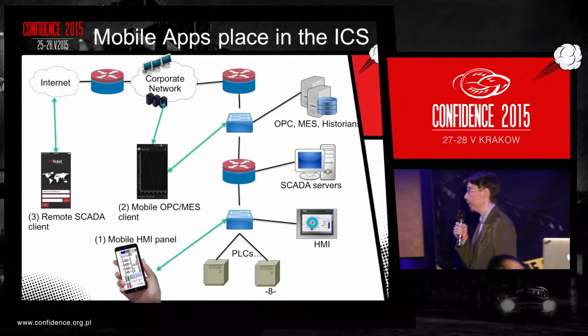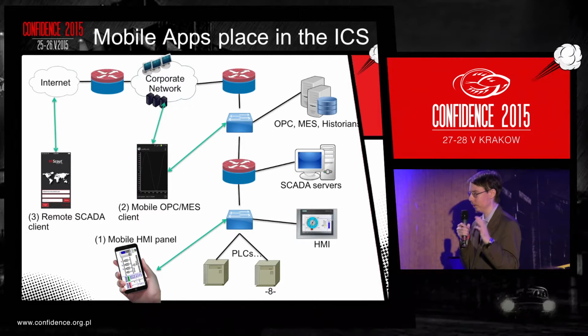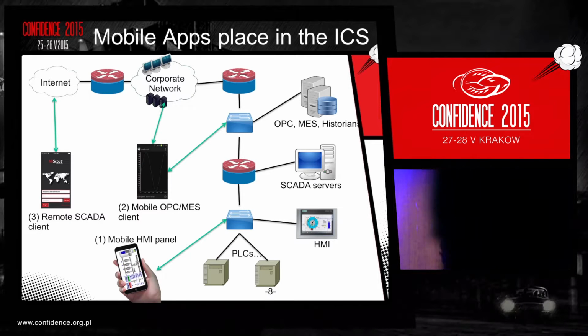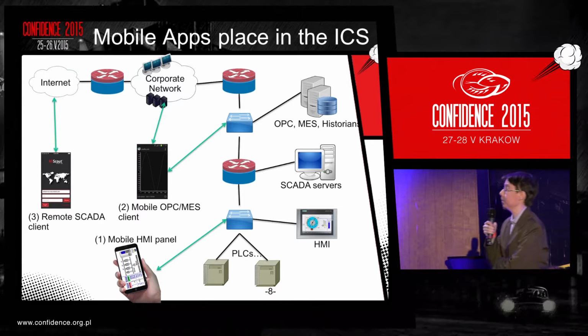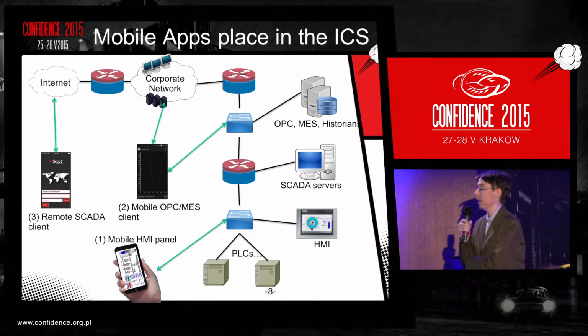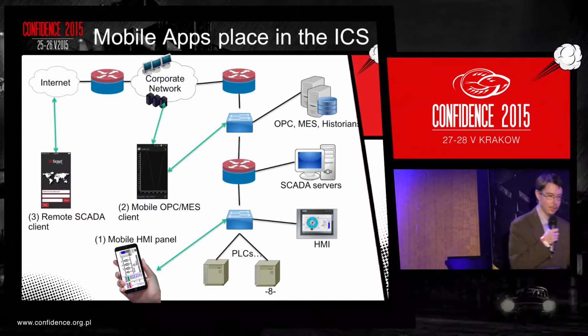So I hope now you are a bit familiar with ICS, and let's look at the typical place of mobile apps in this infrastructure. We divide mobile applications into 3 groups. It's mobile HMI panels that reside on the lower and middle layers of the ICS, mobile MES clients that connect to the MES, historian and OPC servers, and remote SCADA clients that connect to SCADA from remote endpoints from the corporate network or through the internet.